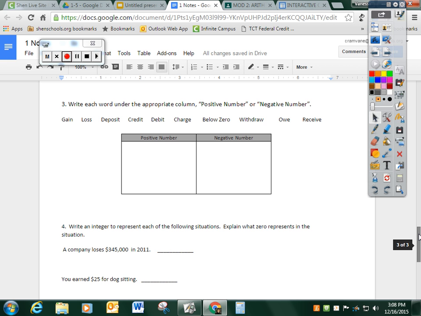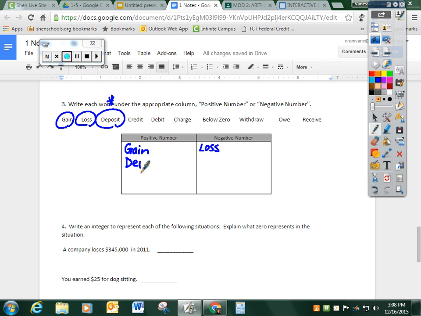These are some pretty hard words, so I'm going to take some time to go through each one of them with you. When you gain something, you're getting it, that's positive. You lose something, that's negative. You're at a loss. This is one that's very tricky. When you deposit stuff in your account, when I go to the bank and I deposit money, my account is getting larger. So that is a positive number, deposit.